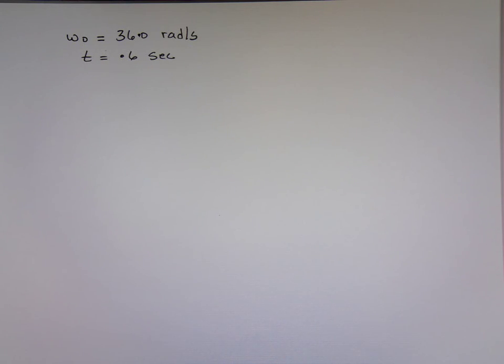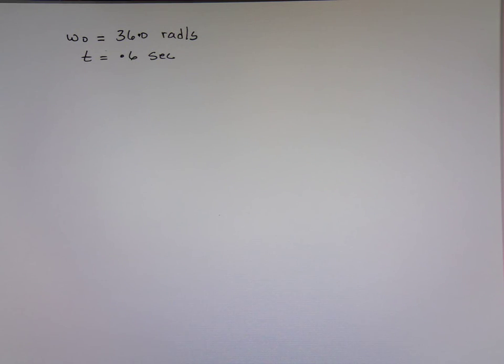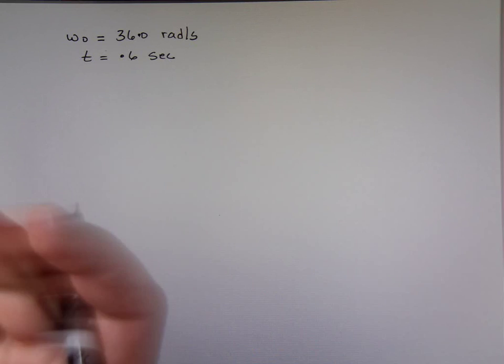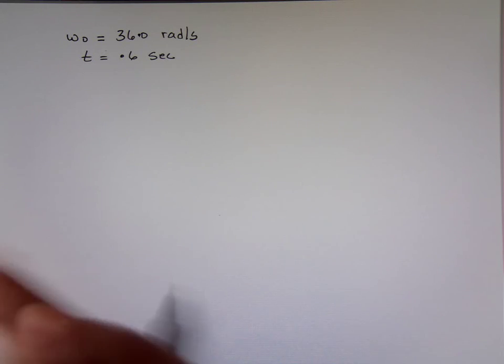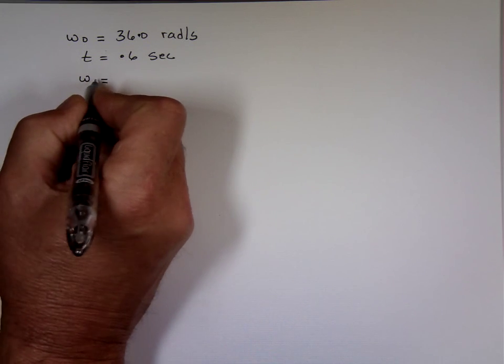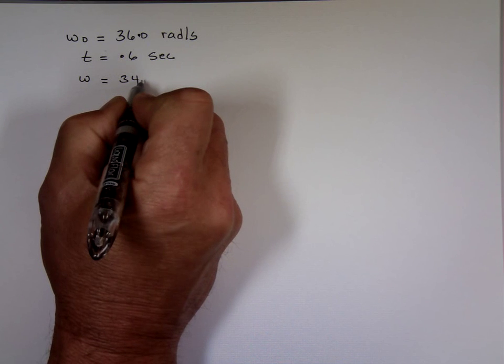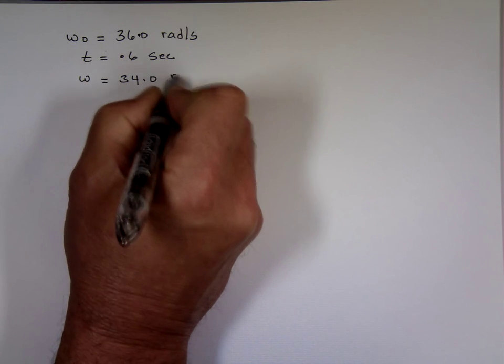0.6 second. So the catcher grabs it at 0.6 second after the pitcher throws the ball to him. But when the ball arrives to the catcher, because of the way the wind is hitting it, the final angular speed is different. It's slowed down. It might be 34, let's say 34 even, rad per second.